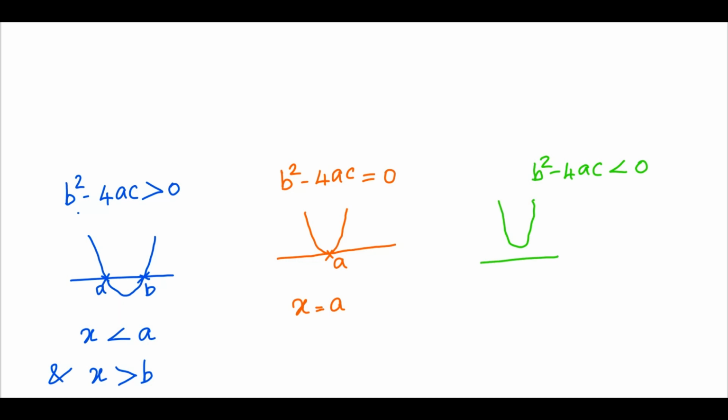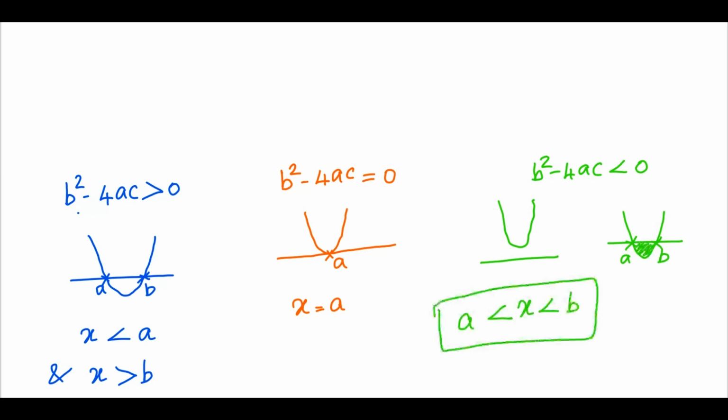So how to write the inequality then? We have to assume it crosses the axis and we have to find the critical points A and B. And the solution is here, between A and B. So you have to write A is less than x and x is less than B. So in the first case, the root lies here, that is less than A and greater than B, but above the 0 line. Okay.